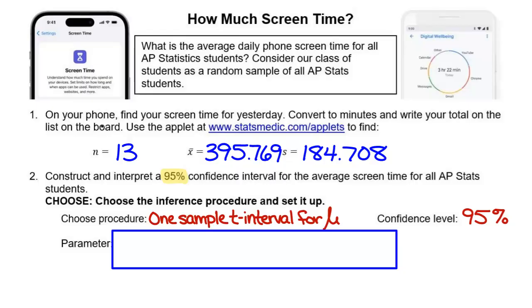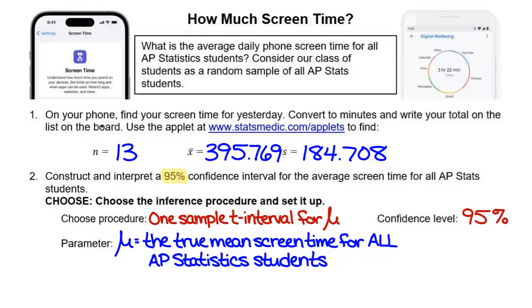You have to state what symbol it is you are using to represent your parameter. So what are we using to represent the parameter this time? Mu. Our parameter is called mu. So when we define this parameter, it would be mu equals what? Absolutely correct. The true mean screen time for all AP Stat students.